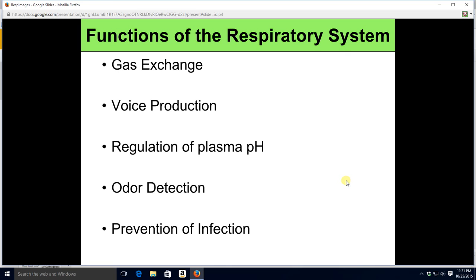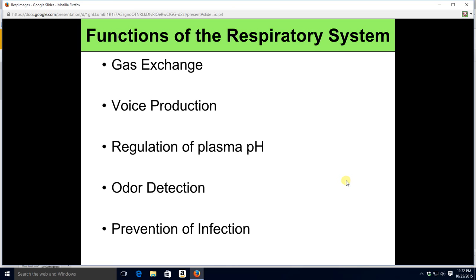So I've got five big functions of the respiratory system. Number one, the exchange of gases. Obviously, the gases we're talking about here are oxygen and carbon dioxide. That is a huge function. We'll get to that one. Don't worry. Number two, voice production. That's what I'm doing right now. We'll talk about that one too. Pretty important one. Not as important as number one, or as number three, or as number five, but important nonetheless.